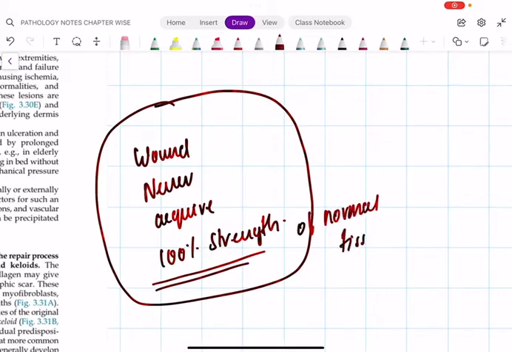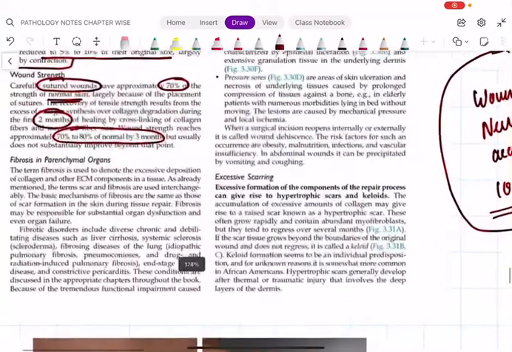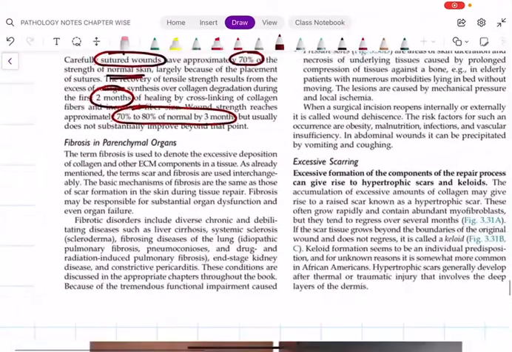Once you get an injury, that's an injury. The strength of that tissue will never be 100% equal to that of your normal tissue. Maximum 80%. That's all. Fine? Yes. And I told you that we have two terminologies. One is called fibrosis, another one is organization. Basically, both remain the same.